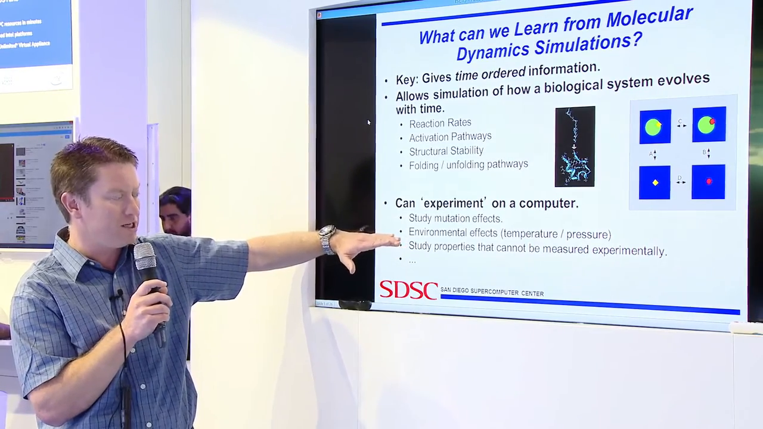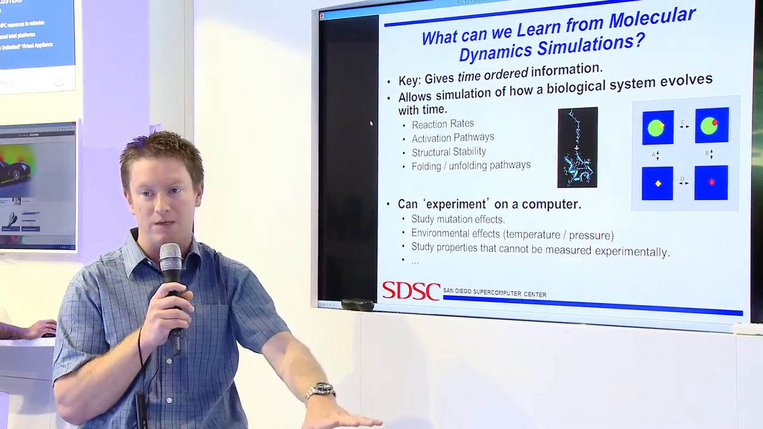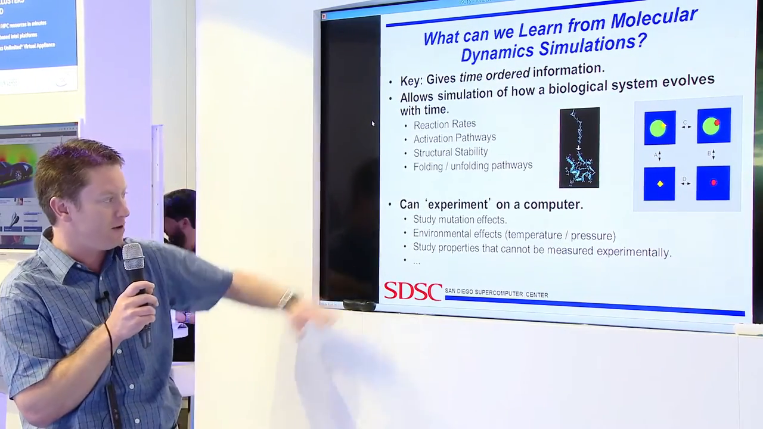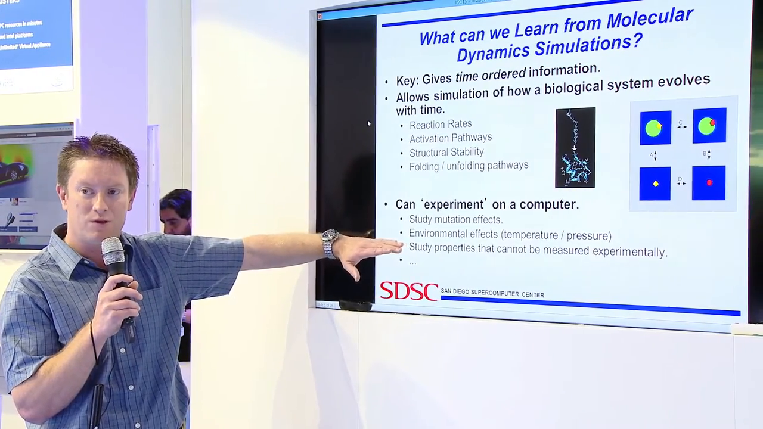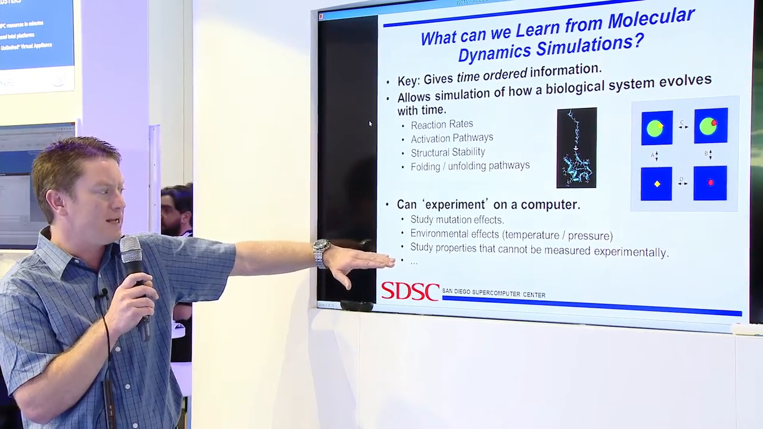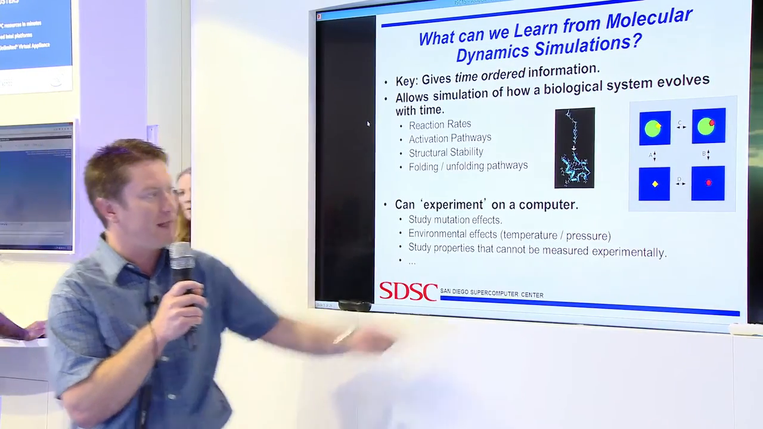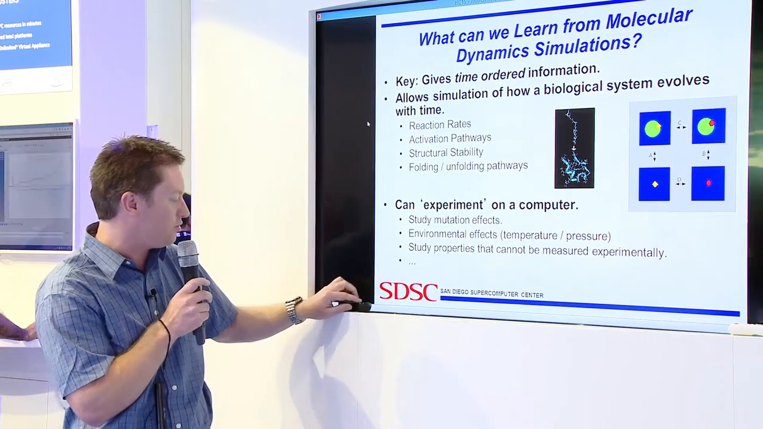The National Renewable Energy Lab is looking at cellobiohydrolase that converts essentially wood into sugars that you can ferment to bioethanol. The idea is, can we change the temperature at which one of these enzymes wants to work from body temperature to something higher? And then we can study properties that cannot be measured experimentally. We can construct thermodynamic cycles to calculate drug binding, etc.